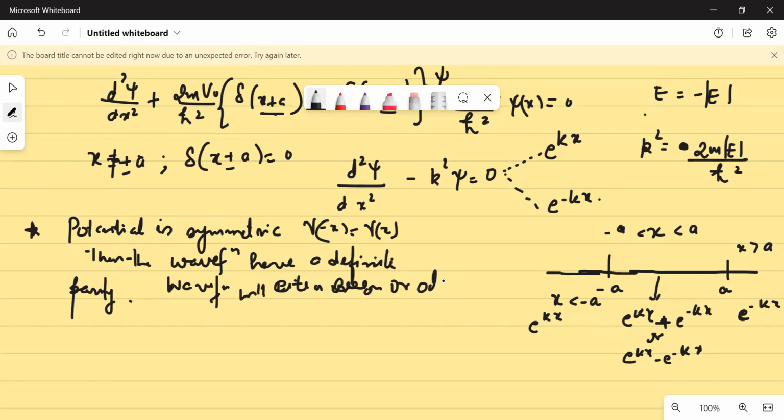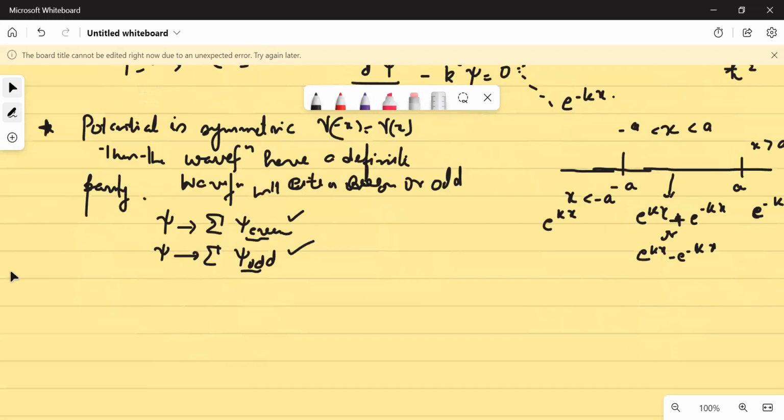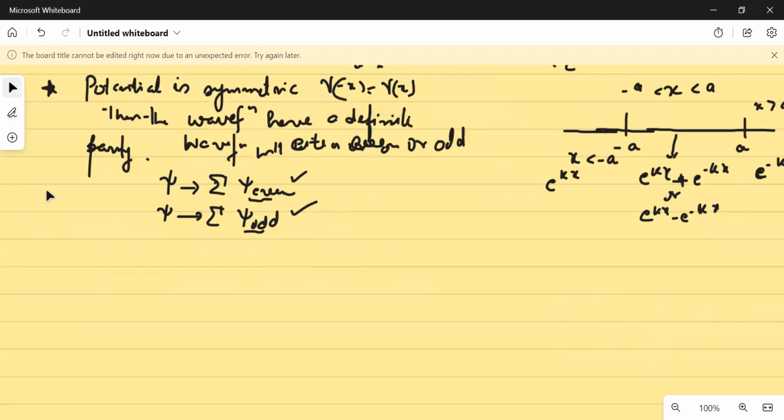That implies that your wave function can either be written as a linear combination of even wave functions, or it can be written as a linear combination of odd wave functions. So their eigenstate would either be entirely even or entirely odd. So we yesterday formulated this thing. So that is what I'm doing.